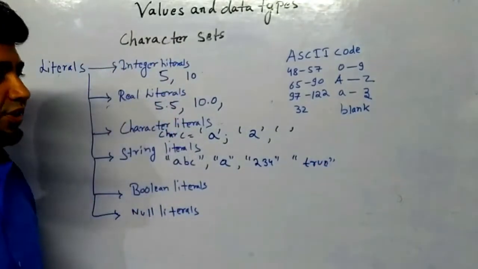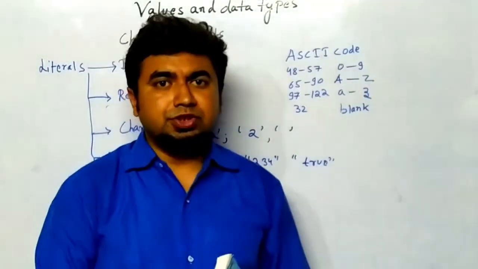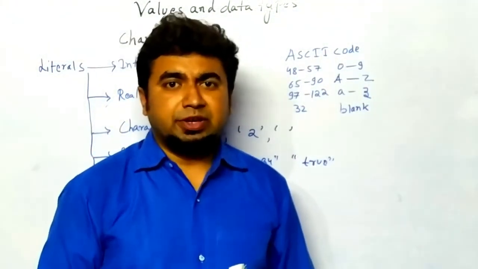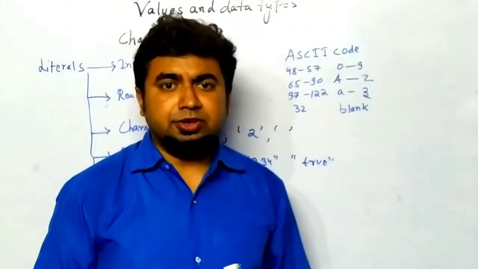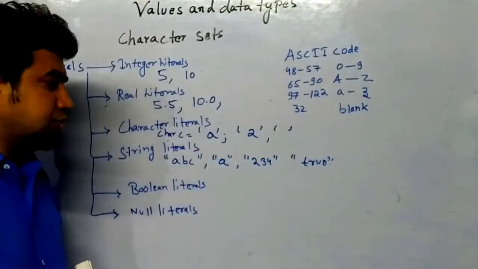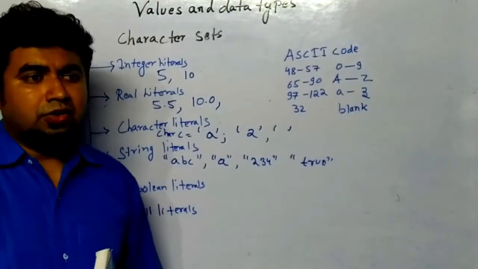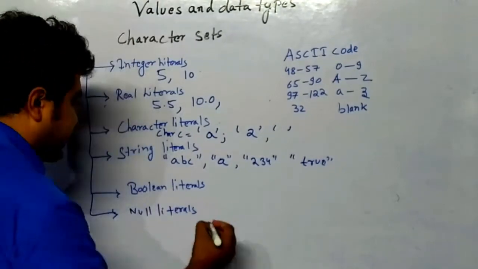This is also a string. Now, Boolean literals. Boolean literals are basically used to check a condition. Based on the condition, it will generate two possible outputs, that is true or false. And the Boolean values are always in lowercase.